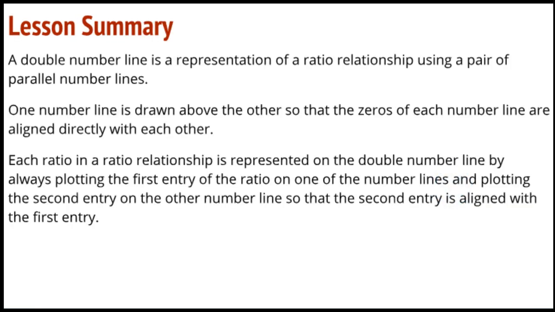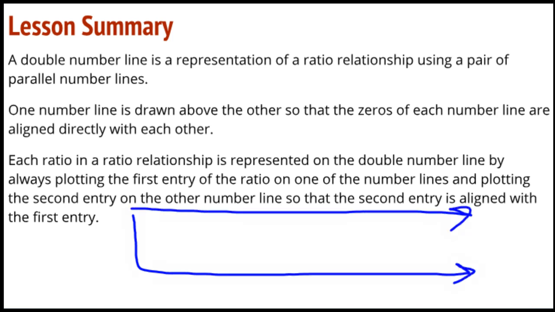And here's a summary. Double number line is a representation of a ratio relationship. It uses a pair of parallel number lines. One number line is drawn above the other so that the zeros of each number line are lined up with each other. Each ratio in a ratio relationship is represented on the double number line by always plotting the first entry of the ratio on one of the number lines and plotting the second on the number line so the second is aligned. So they're locked together.